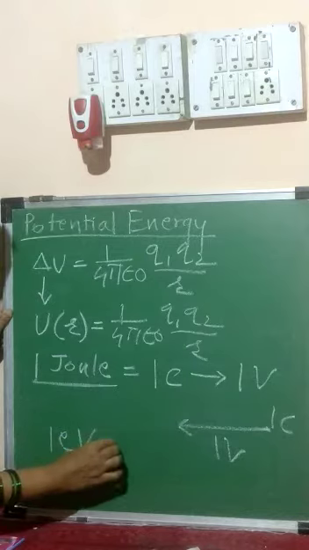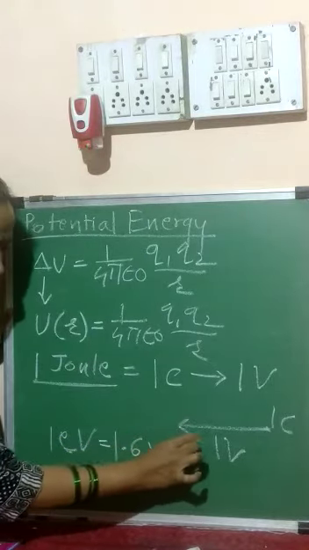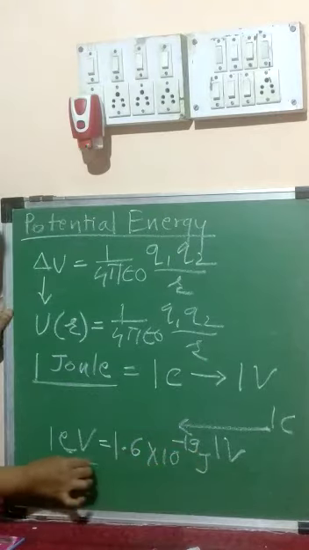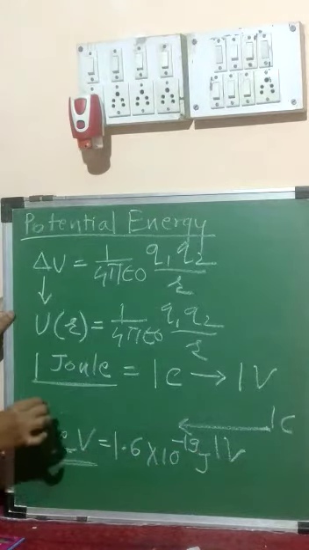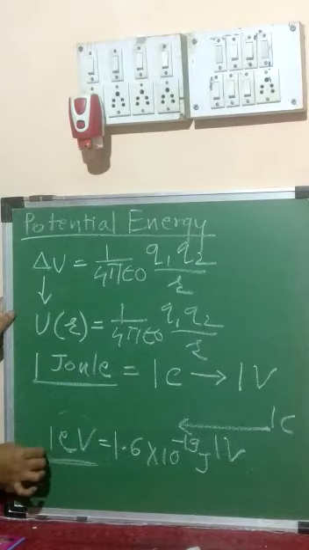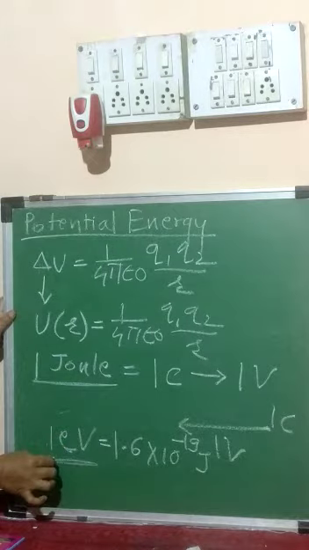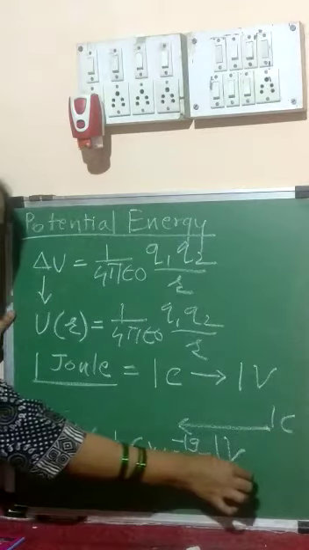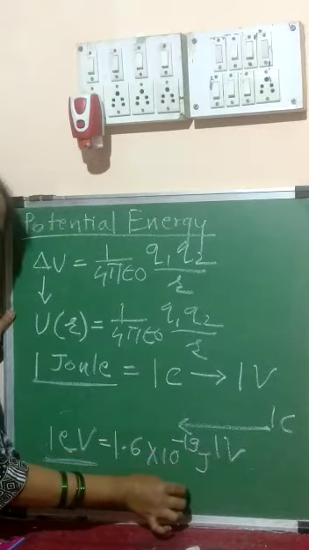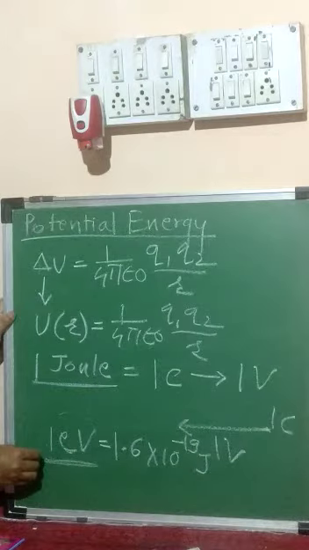This 1 electron volt is equal to 1.6 into 10 raised to minus 19 joule. Now what is this energy? This 1 electron volt is the kinetic energy of an electron when that electron moves through a potential difference of 1 volt. That is another unit of potential energy.